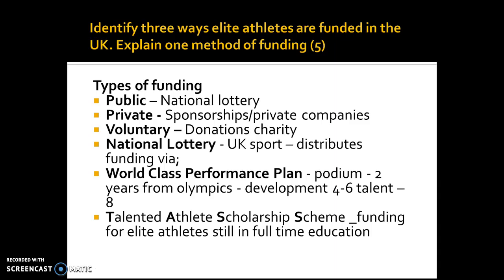Now, one of those things you could talk about a little bit more, if you wanted to, is public funding, the National Lottery funding. You could talk about UK Sport. UK Sport distributes National Lottery funding via the World Class Performance Plan. You don't have to know loads about it, but it would help if you knew where public funding comes from. There are 3 levels: podium, 2 years away; development, for talent 6 to 8 years away; and your amount of funding will be dependent upon how close you are.